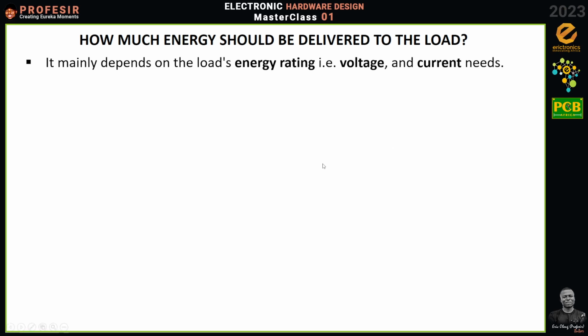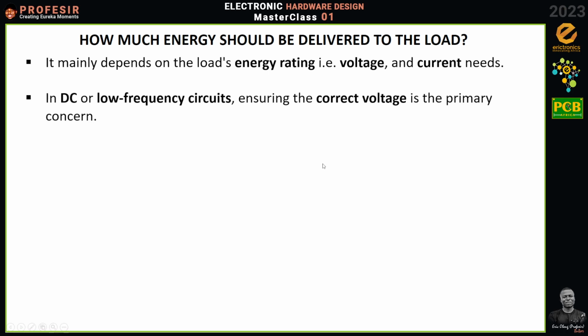Then another thing is, when you are working with DC, that is direct current or low frequency circuits, you also have to ensure that the level of the voltage is correct. So for instance, if the lamp is 9 volts, your circuit conveniently supplies this 9 volts, because if you supply less than that, your device may end up not working, and if you supply more than that, your device will end up not working. So you have to make sure that the circuit that you design meets the voltage requirement.